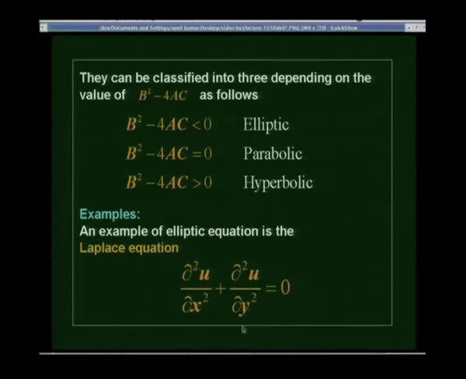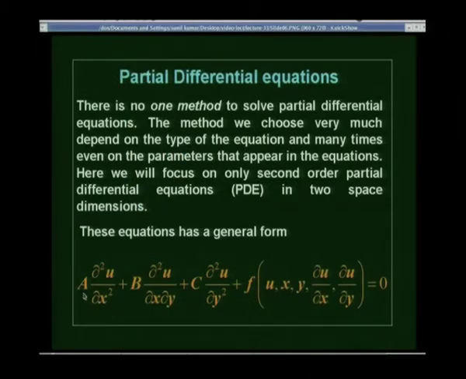For example, the equation would be Laplace's equation, which you are familiar with in electrostatics. This Laplace's equation is a case of an elliptic partial differential equation. Remember a, b, and c. Here a and c are the coefficients of the two second derivatives with respect to variables x and y respectively, and b is the coefficient of the cross second derivative, that is, del squared u by del x del y.